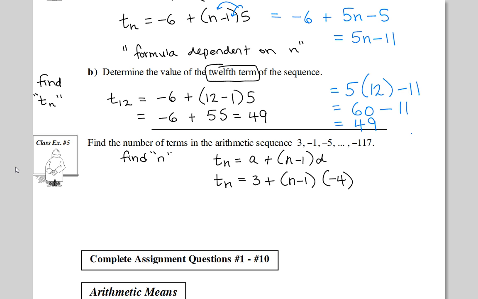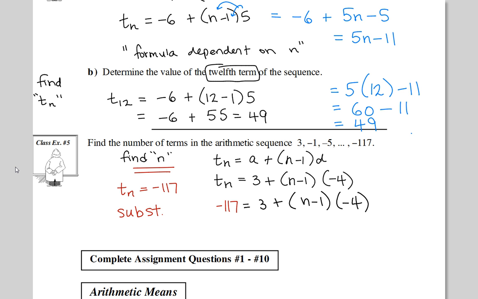Okay, so now we try to answer the question. We haven't done anything special. All we've done is write down the formula and plug in a and d. Now we want to find n. So n goes with Tn equals negative 117. So this is a substitution. Okay, so Tn is negative 117. And now you just do a little bit of algebra and you solve for the n value.